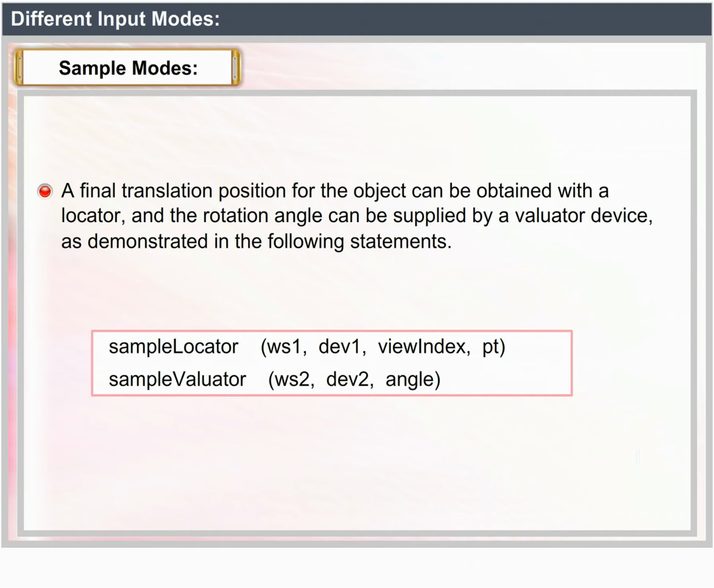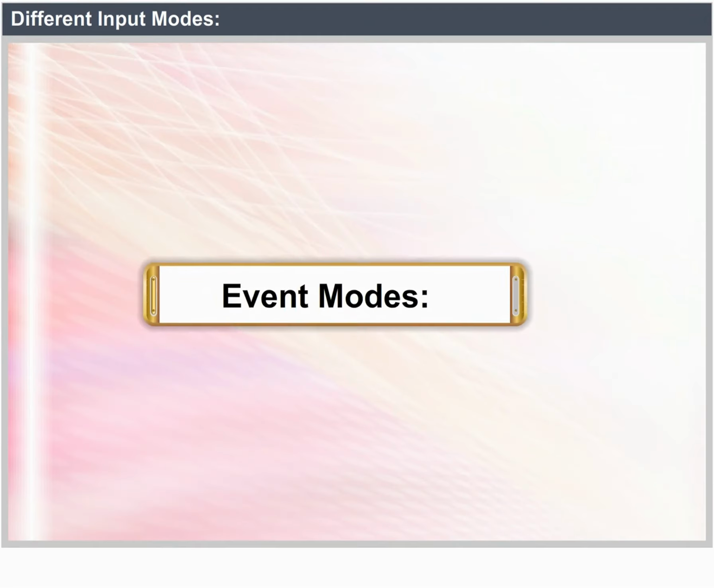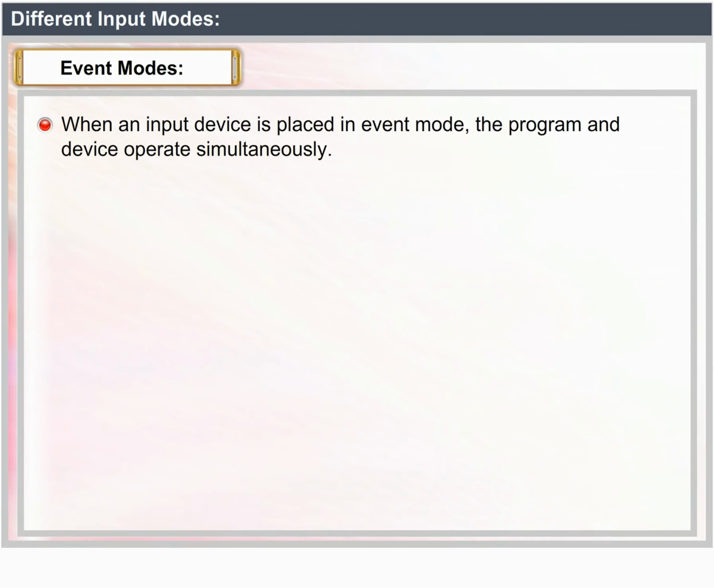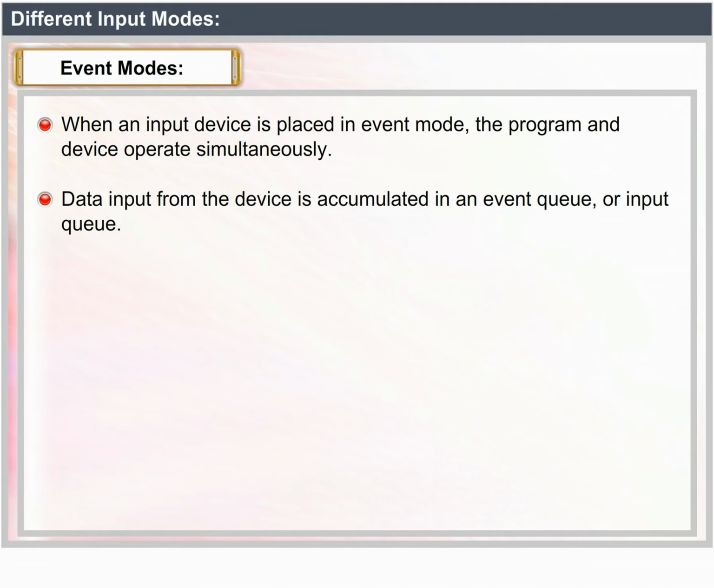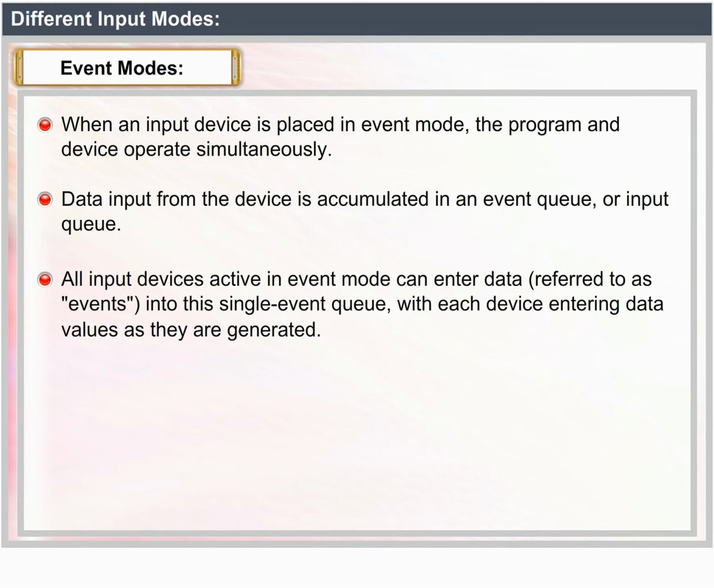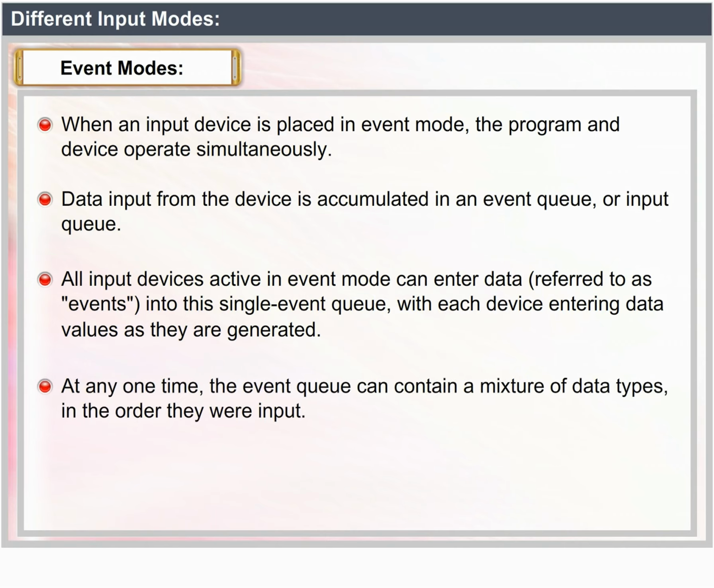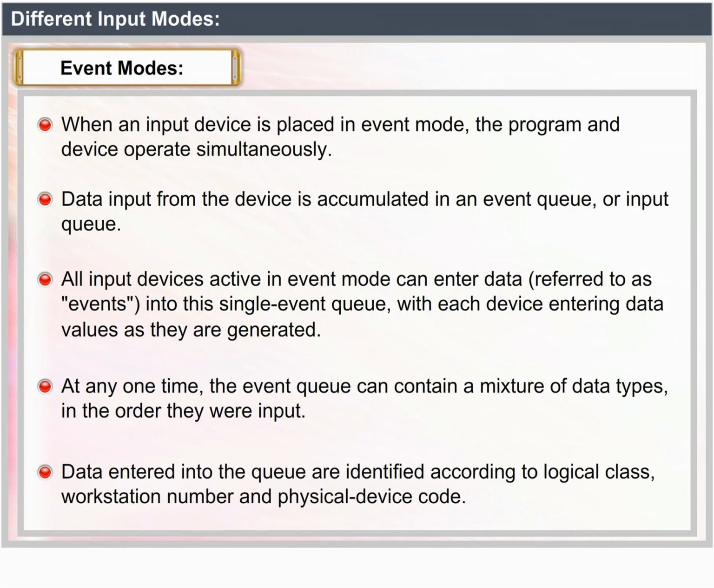Event mode. When an input device is placed in event mode, the program and device operate simultaneously. Data input from the device is accumulated in an event queue or input queue. All input devices active in event mode can enter data, referred to as events, into this single event queue, with each device entering data values as they are generated. At any one time, the event queue can contain a mixture of data types in the order they were input. Data entered into the queue are identified according to logical class, workstation number, and physical device code.